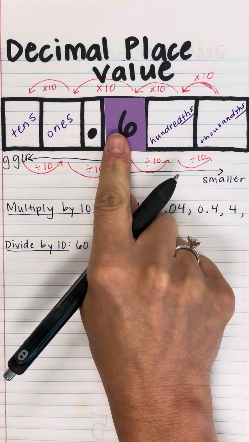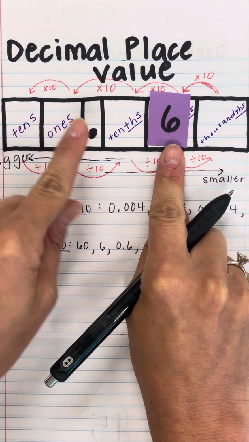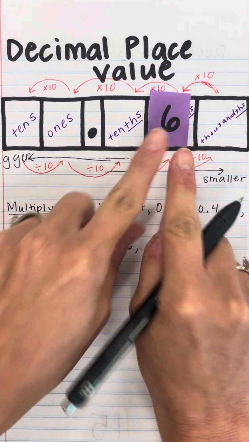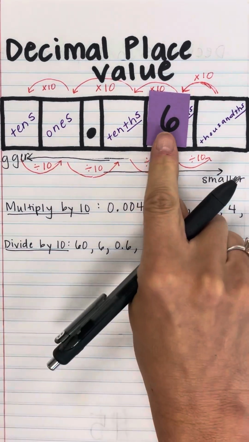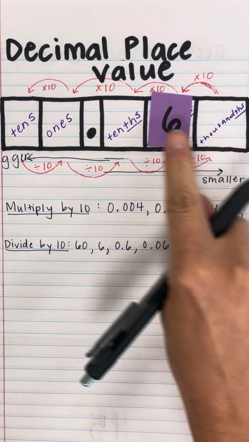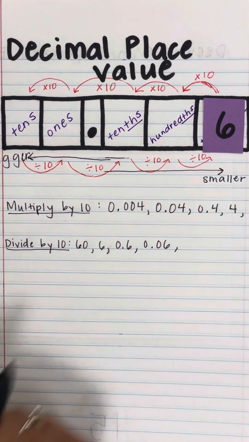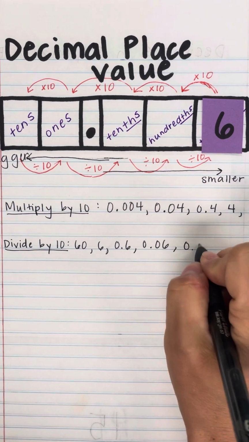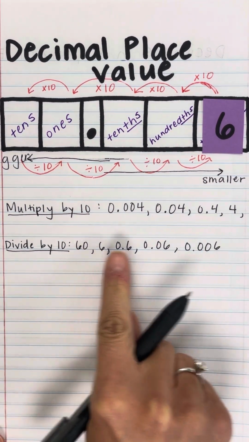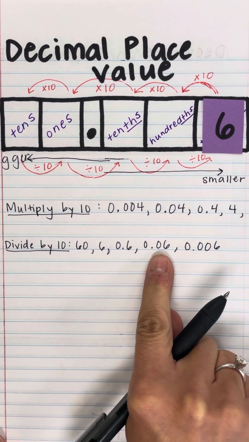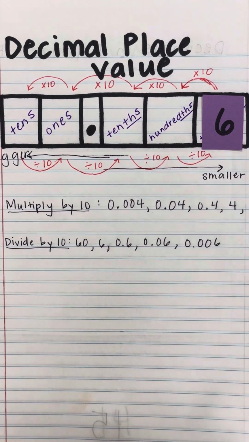If we divide it by 10 again, that's going to come over here in the hundredths place value, so I'm going to need a 0.06. And last but not least, for 5th grade anyway, we're going to head over to the thousandths place because we're going to have to divide it by 10 one last time. And we're going to have 6 thousandths. So we would have 60, 6, 6/10, 6/100, and then 6 thousandths. So I hope that helped you a little bit today.